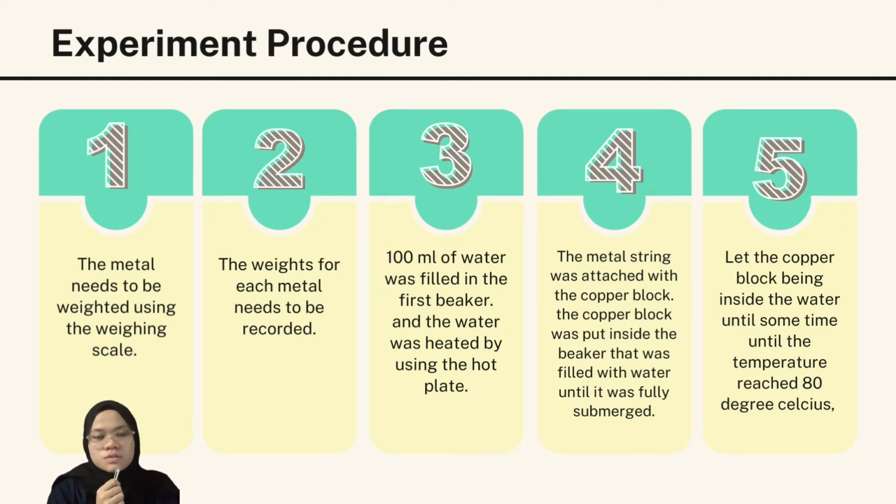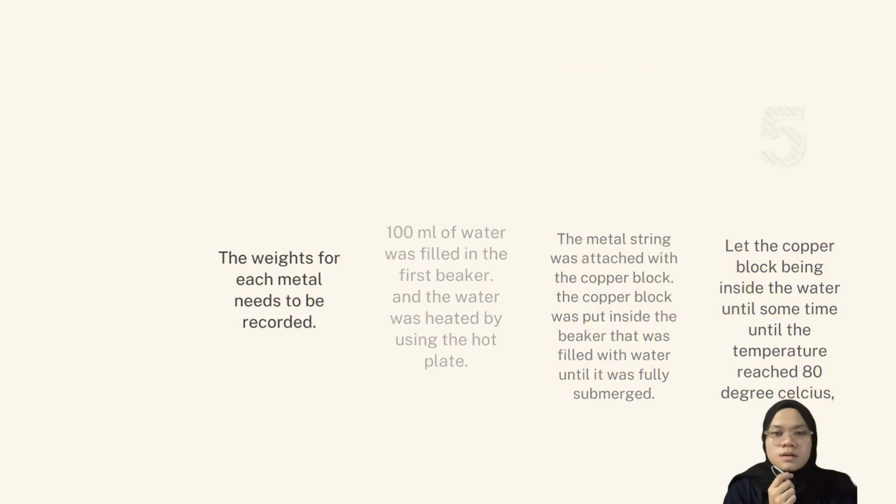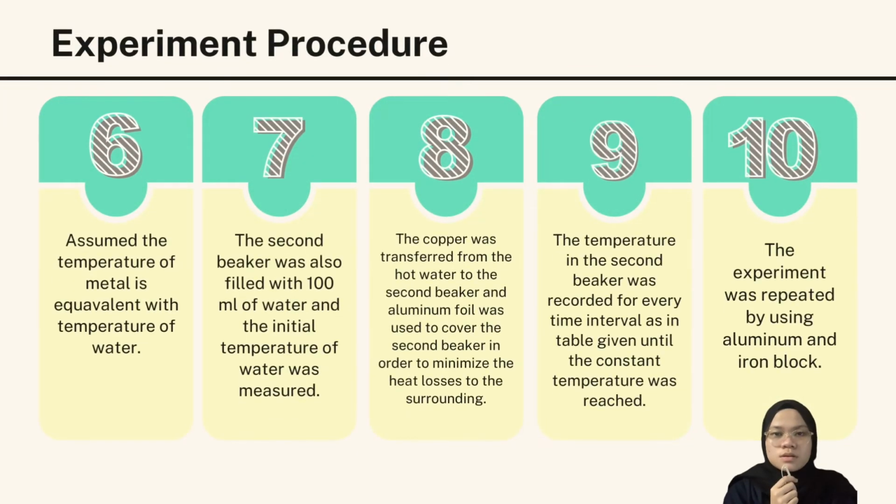100 ml of water was filled in the first beaker, and the water was heated using the hot plate. Next, the metal string was attached to the copper block. The copper block was put inside the beaker filled with water until it was fully submerged. Let the copper block stay inside the water until the temperature reached 80 degrees Celsius. Assume the temperature of the metal is equivalent to the temperature of the water.